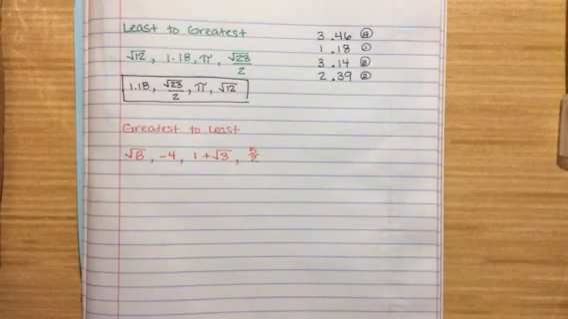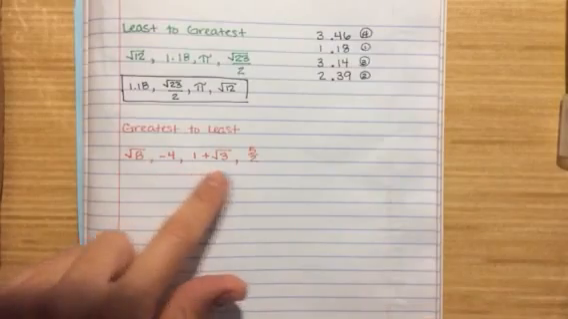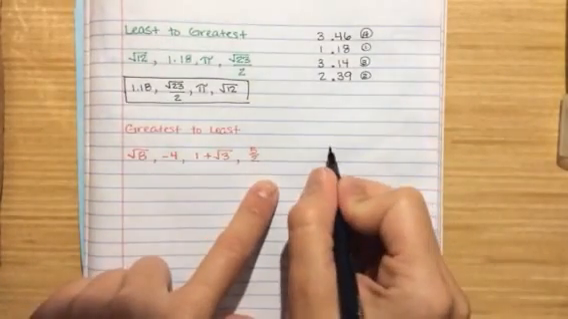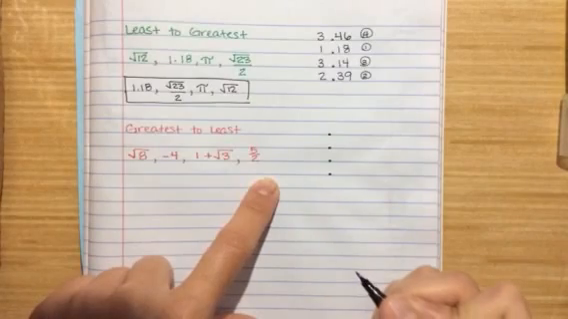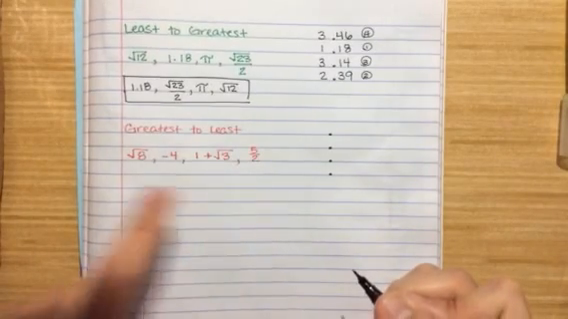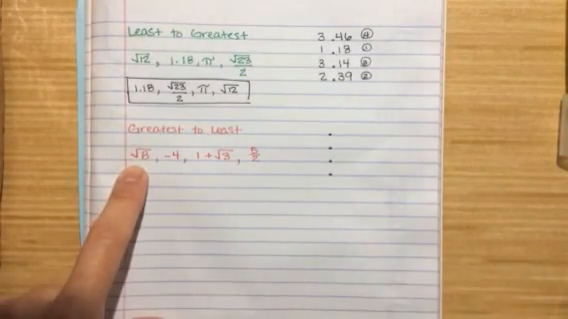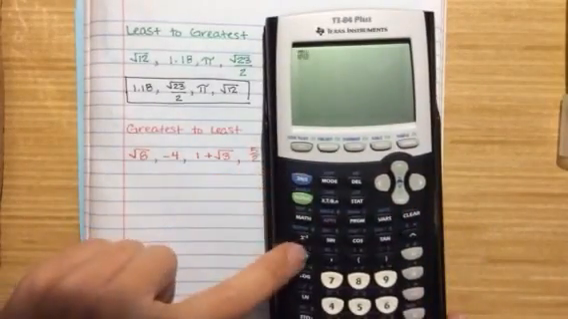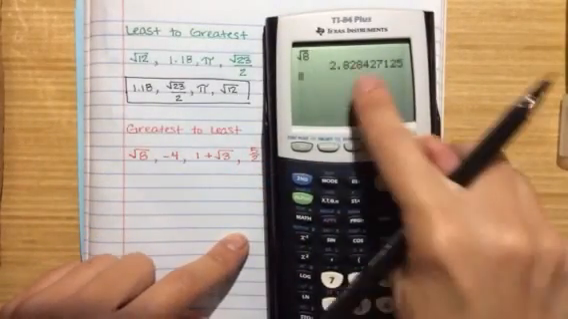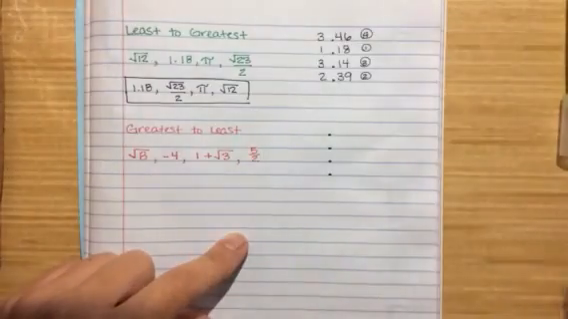So we still need to use our same strategy. We're going to turn all of these into decimals. I have 1, 2, 3, 4 numbers, so I'm going to use 1, 2, 3, 4 decimals. Now let's look at our first number. It's square root of 8, so I need to turn that into a decimal. So you're going to do second square root 8, 2.82.